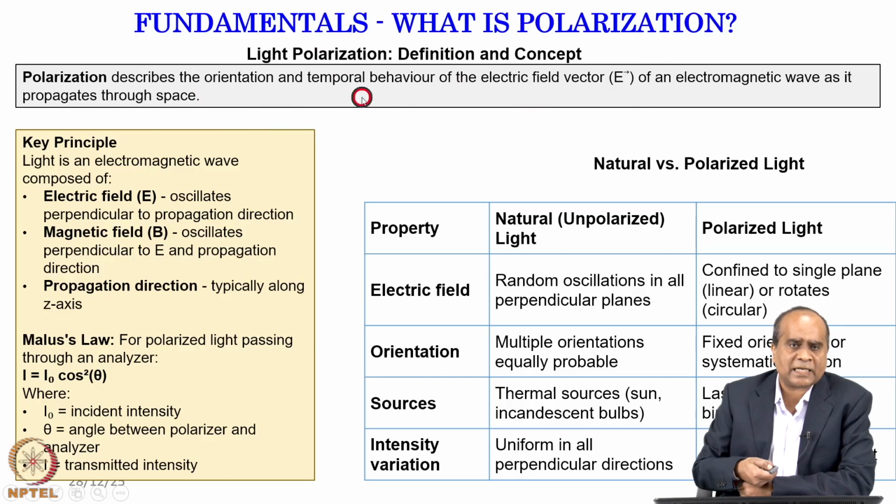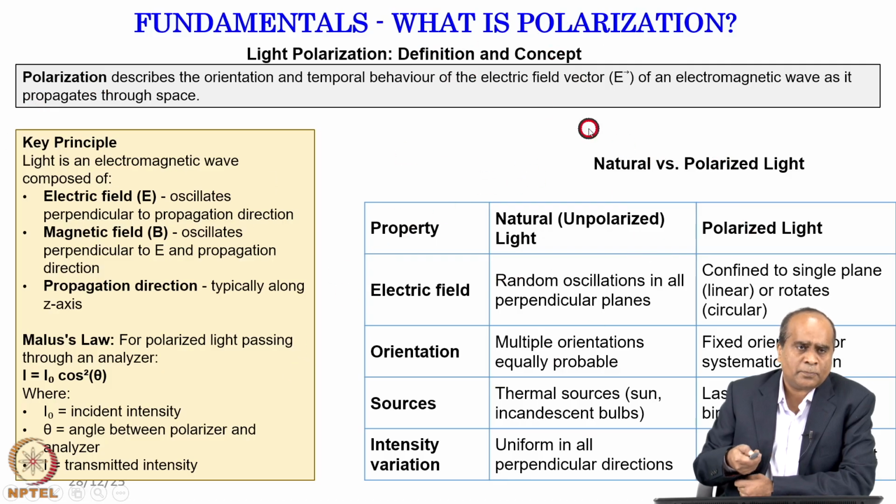Polarization describes the orientation and temporal behavior of the electric field. Orientation, whether it is the x axis, y axis, or z axis, and how it is changing, right. So, the electric vector, how it changes for any electromagnetic wave that propagates through space, that is what you measure as the polarization.